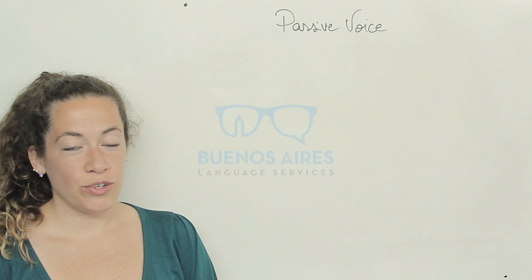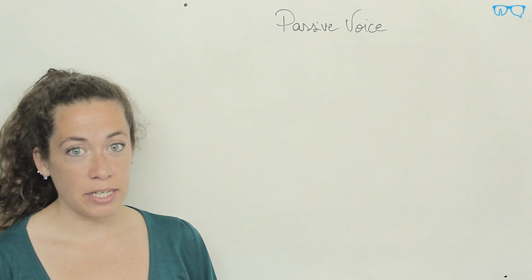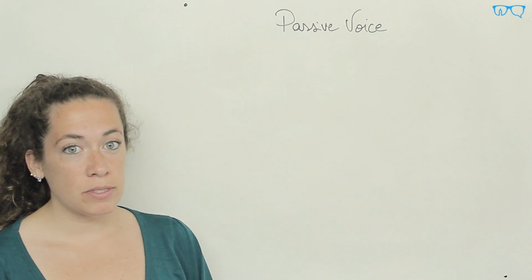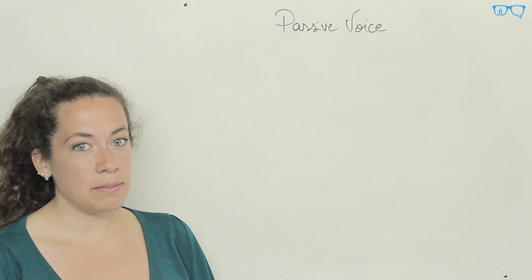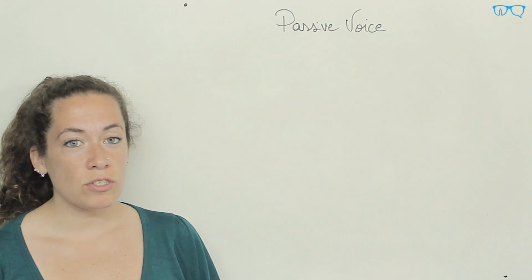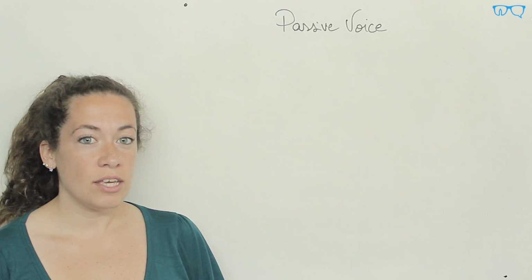I'll speak about the passive voice in English. I'll explain the form of the sentences when you change them from active into passive, the form of the verbs, the form that they take with the passive auxiliary and the past participle, and I will give you some examples for you to see the usage.